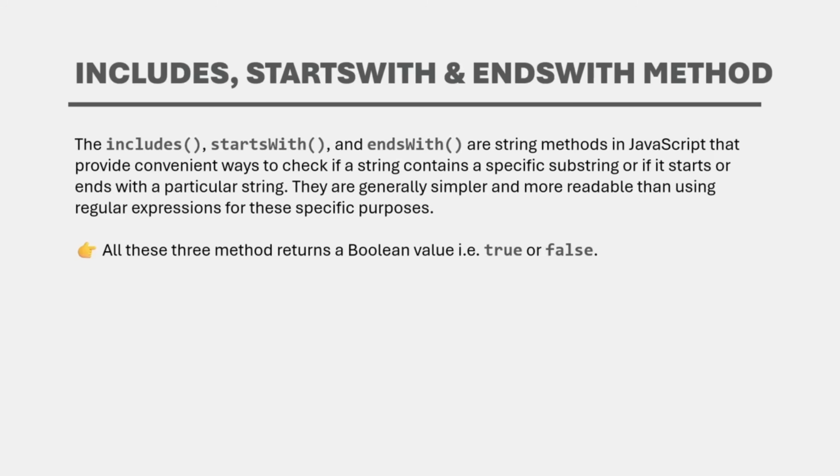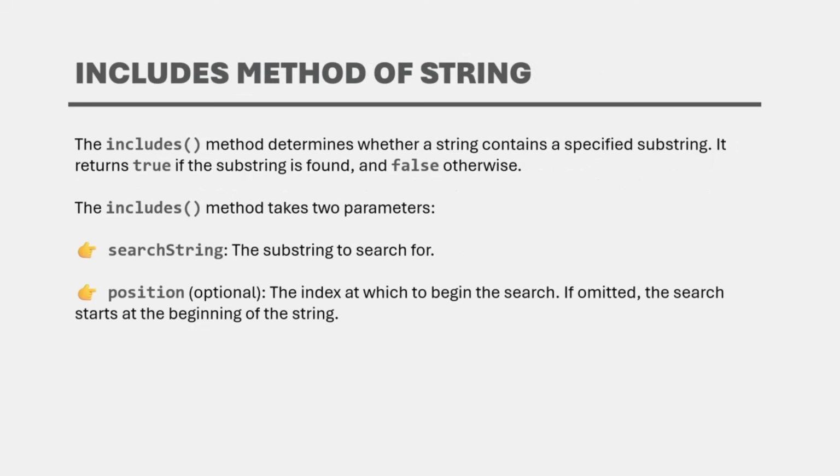Let's try to understand these methods with some examples, and let's start with the includes method. The includes method determines whether a string contains a specified substring or not. It returns true if the substring is found, otherwise it will return false. To the includes method, we can pass two parameters. The first parameter is mandatory, which is the substring which we want to check for in a given string. And the second parameter is optional and it is the position parameter, and this specifies from which index the search should start.